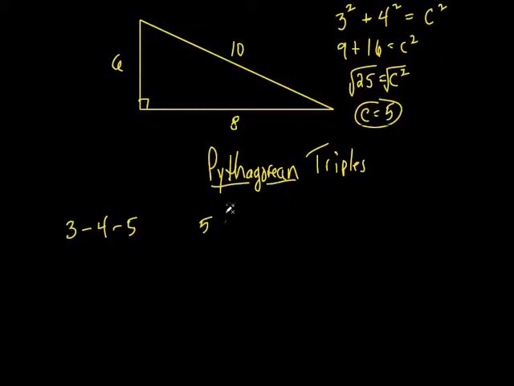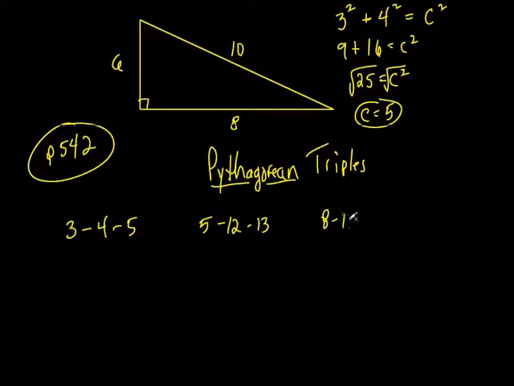There's another Pythagorean triple. 5, 12, 13 is another one. Now I'm trying to remember the other ones off the top of my head, and I can't. There's a whole chart on page 542, and it lists some of the common Pythagorean triples. Not all of them. You can't really list them all. I think there's probably an infinite number, but here's some common ones: 3, 4, 5, 5, 12, 13, 8, 15, 17, and then 7, 24, 25.